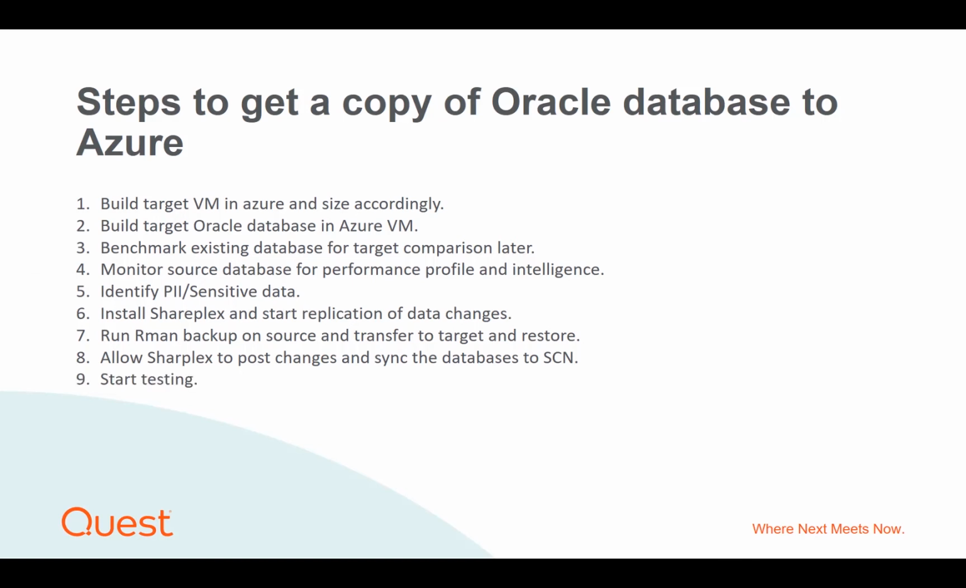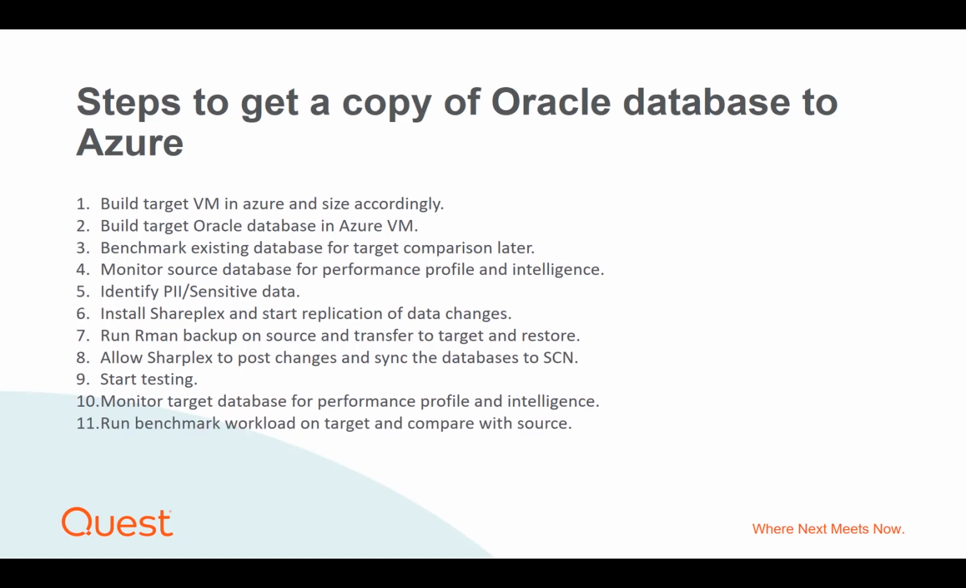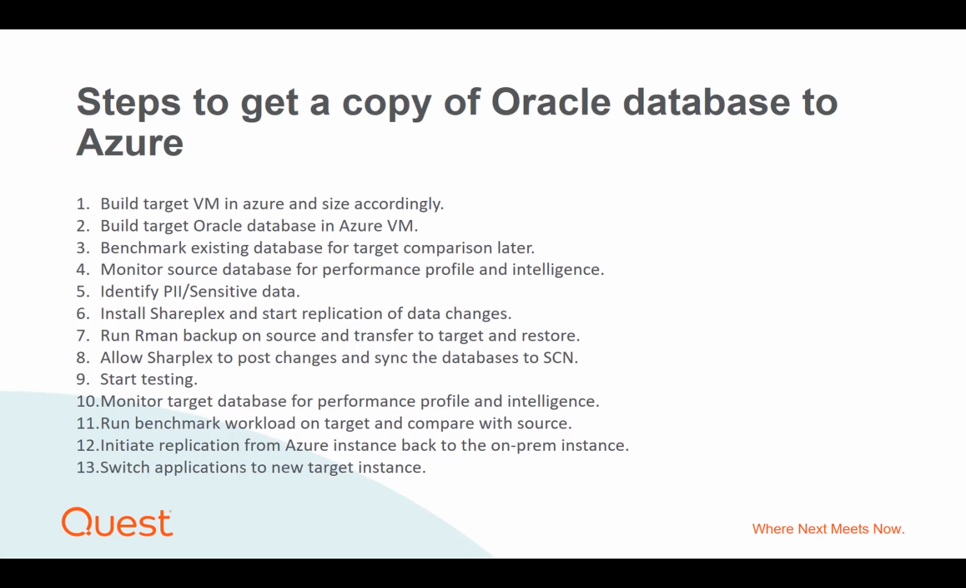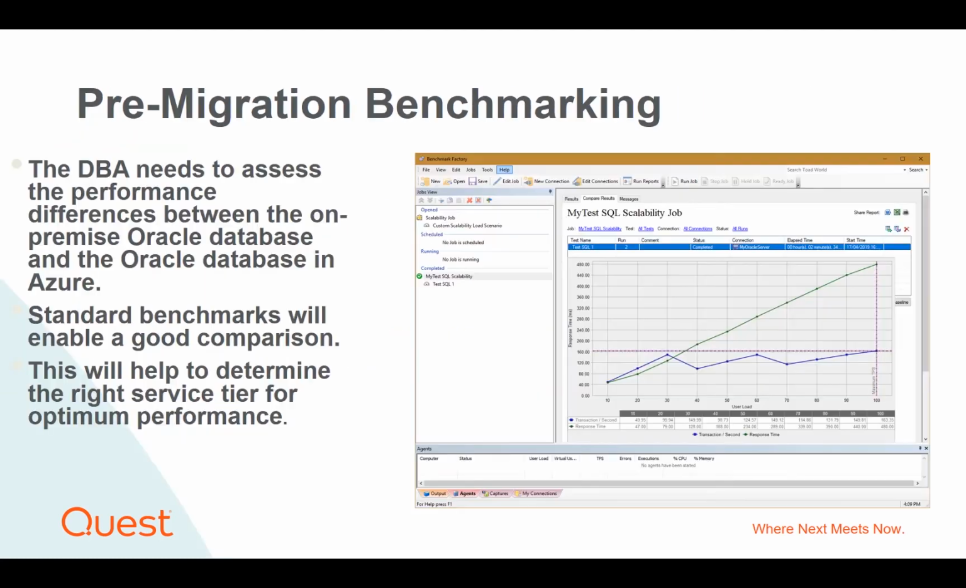And then you can start running some testing, and then you can monitor the database for performance profile and get some more intelligence again, and then run that benchmark to do the comparison to see whether you're getting the right type of performance that you're expecting. And then you can initiate replication from the Azure instance back to the on-prem. That's the insurance policy if you wanted to go back. And then you can switch the applications. We'll go through this in a bit more detail shortly. So let's have a look at those in more detail.